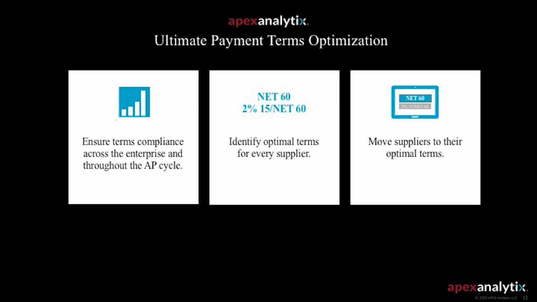Just kind of summing all of this up, what do we really recommend as a way to have an ultimate payment terms optimization solution in place in your company? First, ensure that terms compliance is being enforced across your enterprise and throughout the AP cycle, as we were just discussing. Second is identify the optimal payment terms for the individual supplier based on their individual characteristics, and then have a process in place that moves the suppliers to their optimal terms.